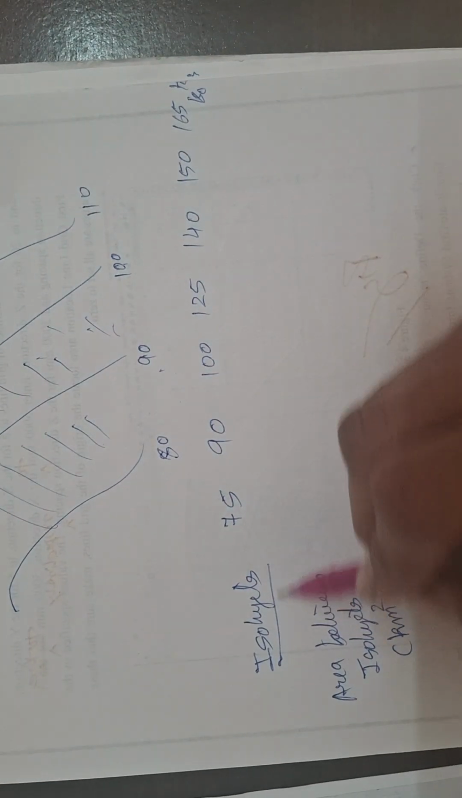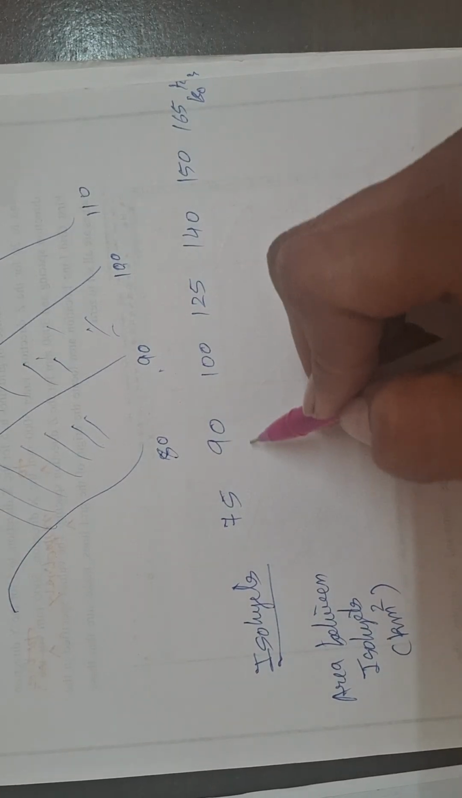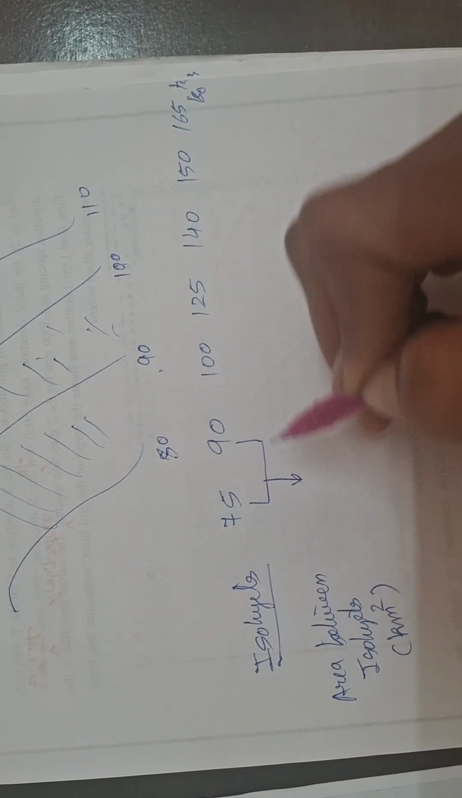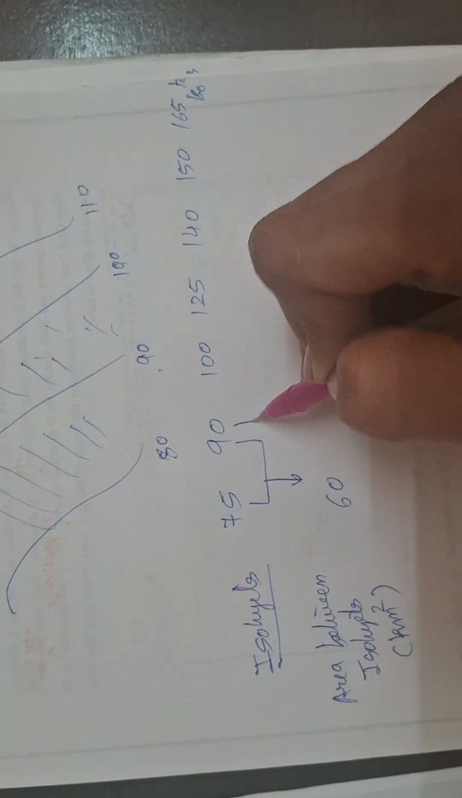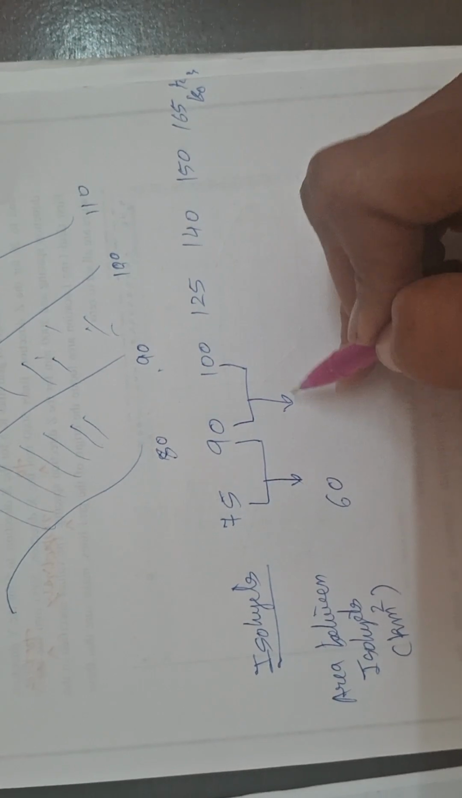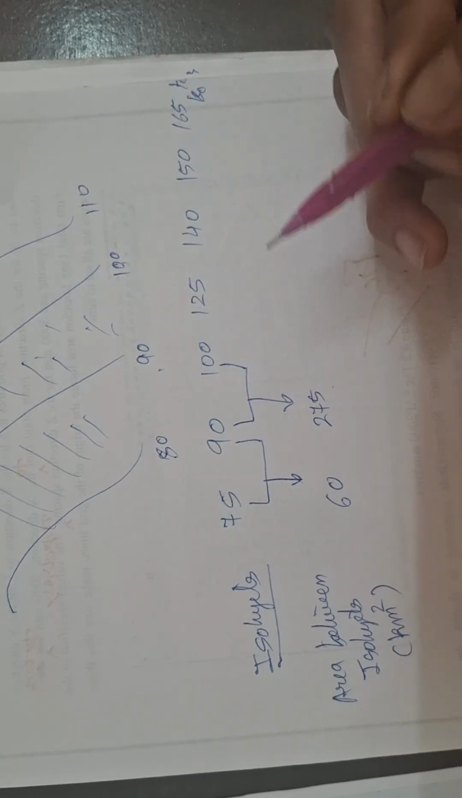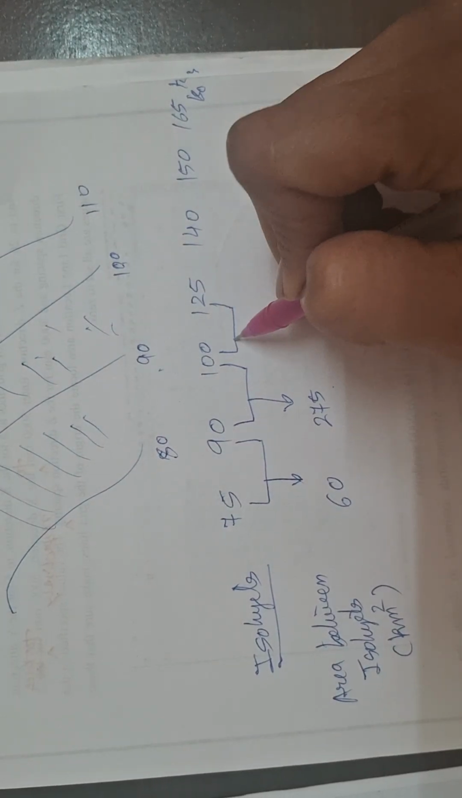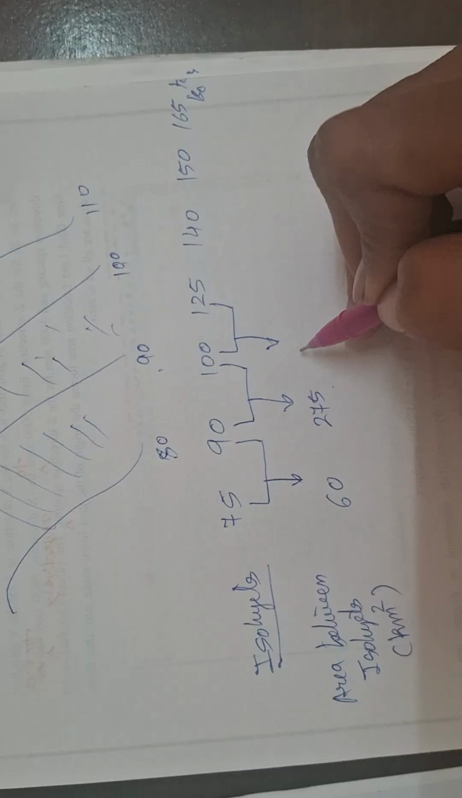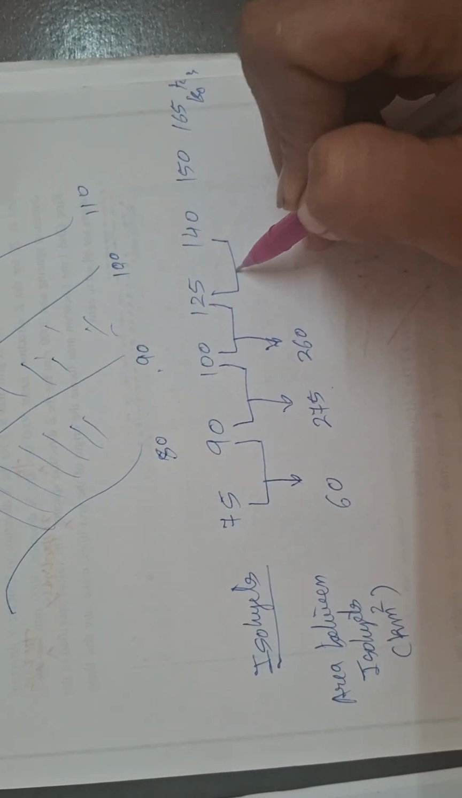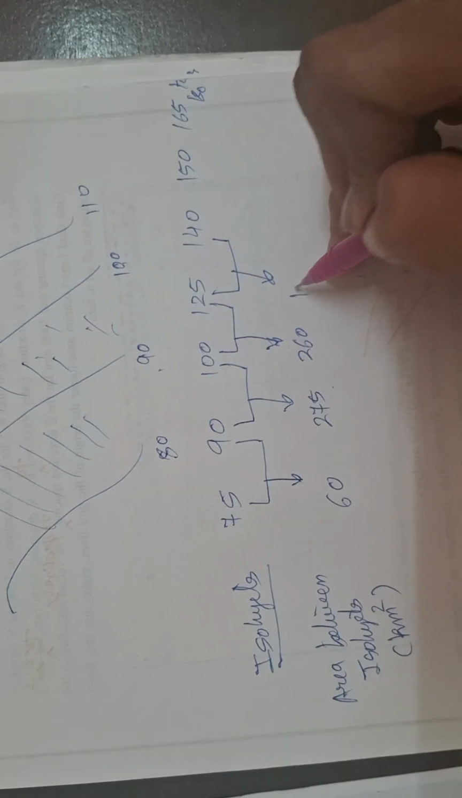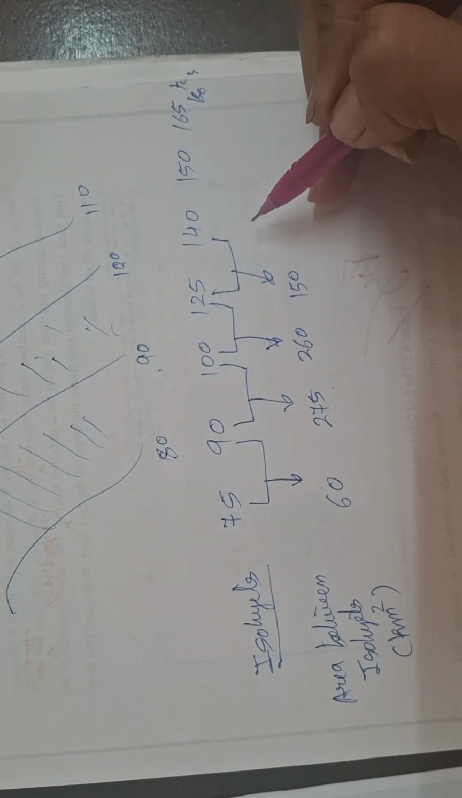Suppose this is just a random question I am solving for isohyets. Suppose they are giving the isohyets like this. Between these two the area is, suppose, 60 square kilometer. Between these two the area is 275. Suppose 100 and 125, the area is 260 square kilometer. This is, suppose, 150 square kilometer.